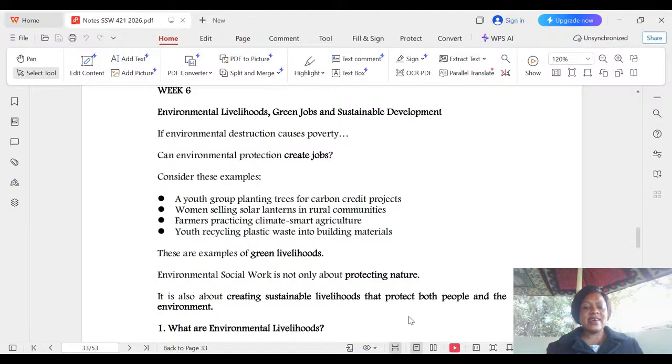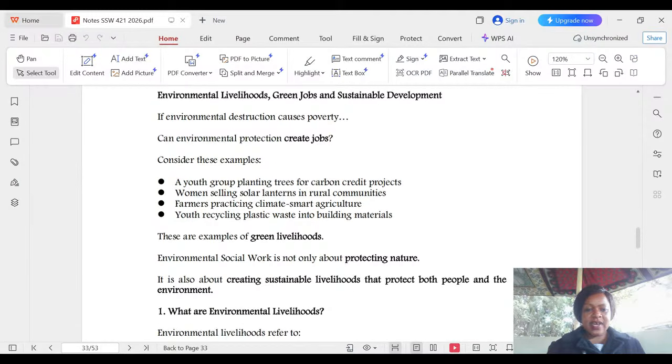So all these forms of generating livelihoods are examples of green livelihoods: environmentally friendly ways of making money. Environmental social work is not only about protecting nature, it is also about protecting the persons who live within and around this natural environment. So we are creating sustainable livelihoods, and therefore protecting people and the environment.